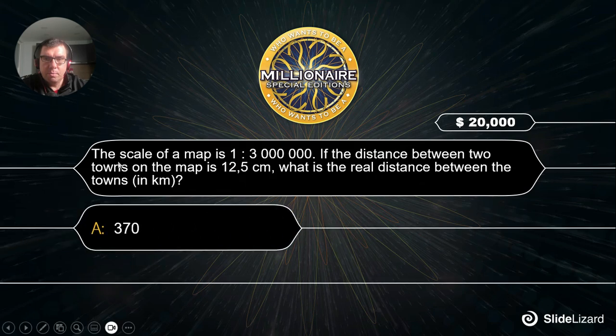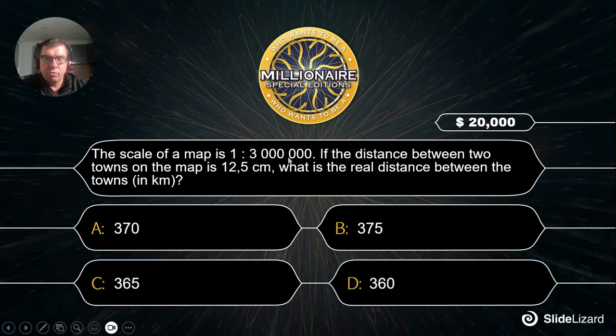This is a similar problem. The scale of a map is 1 to 3 million. If the distance between two towns on the map is 12.5 centimeters, what is the real distance between the towns in kilometers?